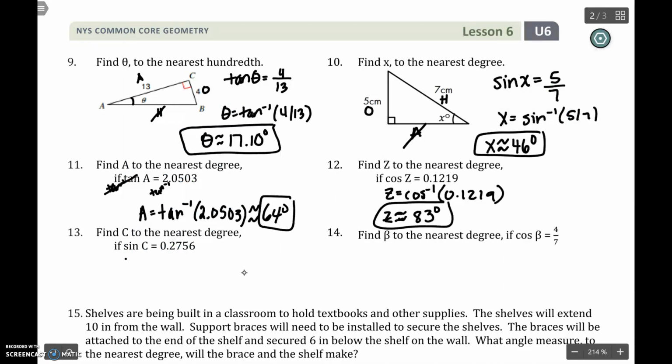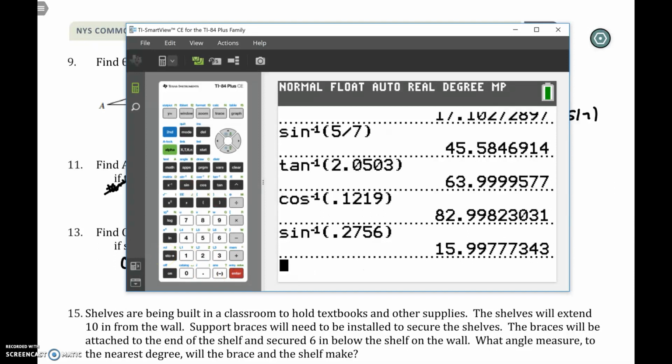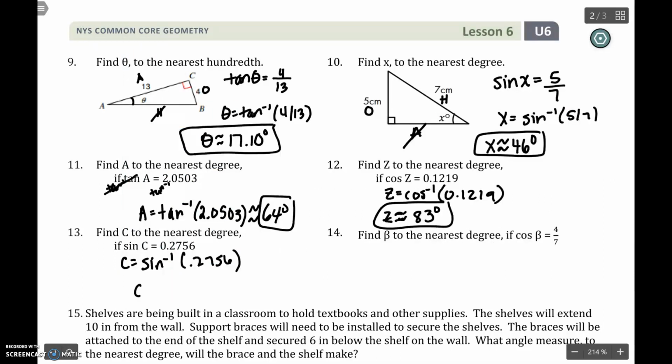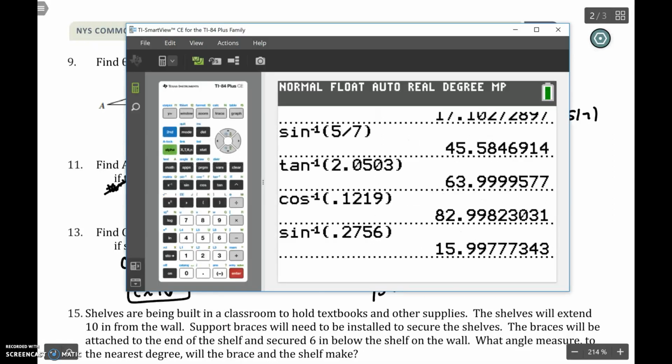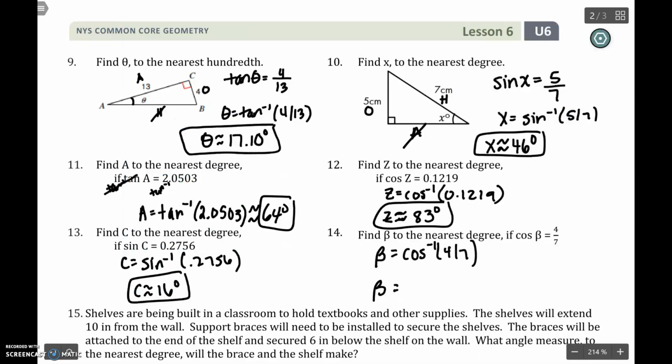Okay, for this one we're getting rid of sine, so we're going to do the inverse of sine on both sides. 15.99 is approximately 16 degrees, and then the same thing here, we'll do cosine. This is beta. We're doing the inverse cosine of both sides to find beta. It would be about 55 degrees.